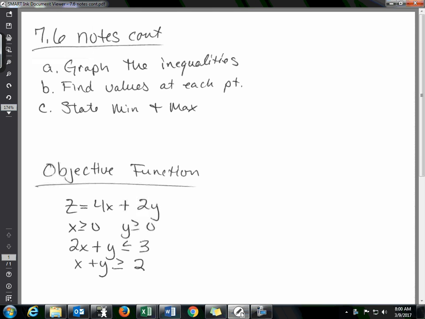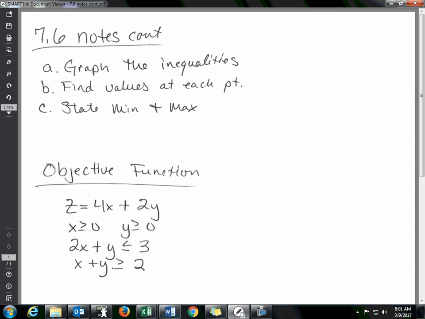Okay, so today in 7.6, we combine what we did yesterday with minimizing and maximizing the objective function with graphing inequalities, and this is what's called linear programming. Okay, so it's not programming in the sense of computer programming. You're not writing any code or anything like that. You're looking at a graph of linear inequalities, and you're looking at where those lines intersect, right? And then where those lines intersect, those are your points that you put into the objective function, just like yesterday, to try to find min and max.